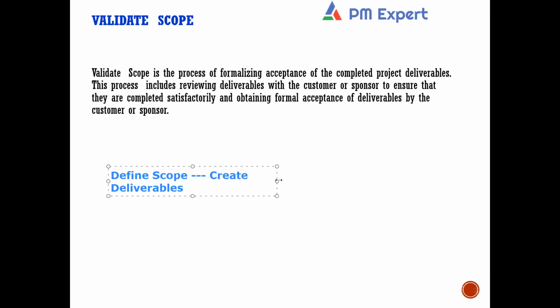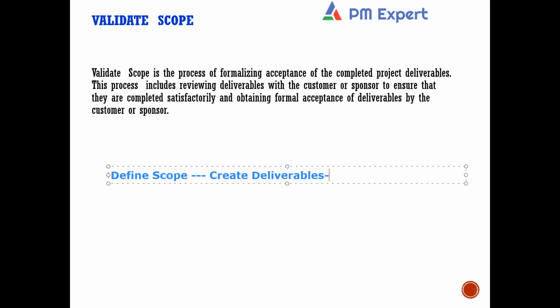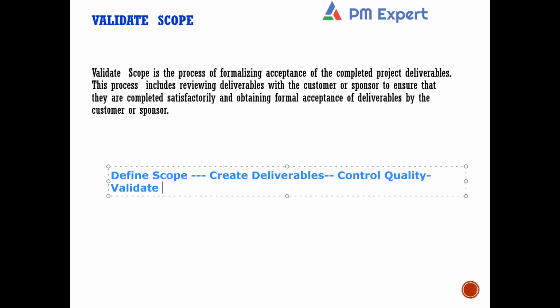Then you create deliverables, right? Then what you will do? You will do internal testing, which is called control quality. And after the control quality is complete, you will do validate scope, which is formal acceptance of the deliverables of the project, in front of key stakeholders.